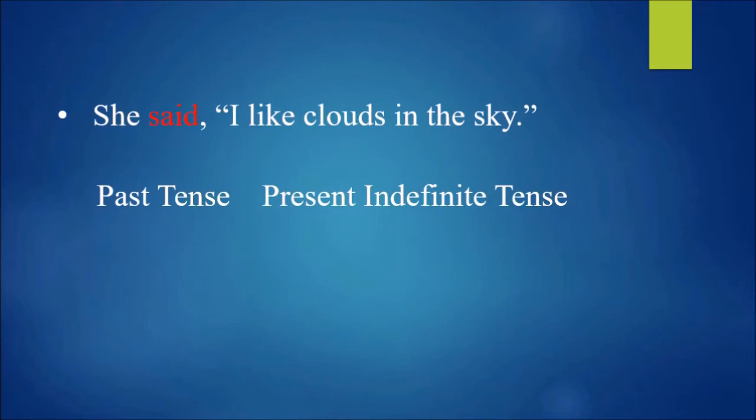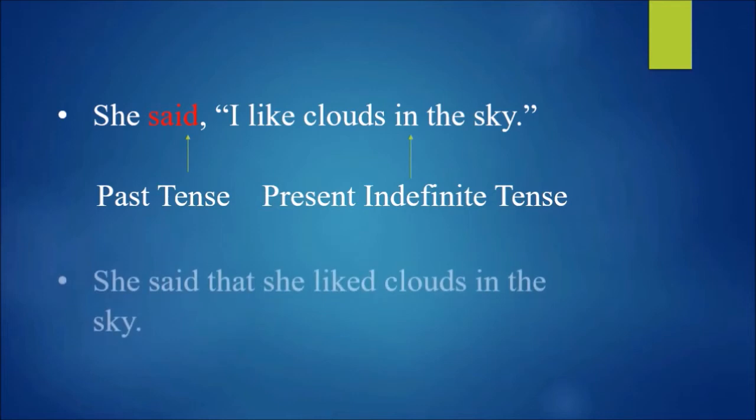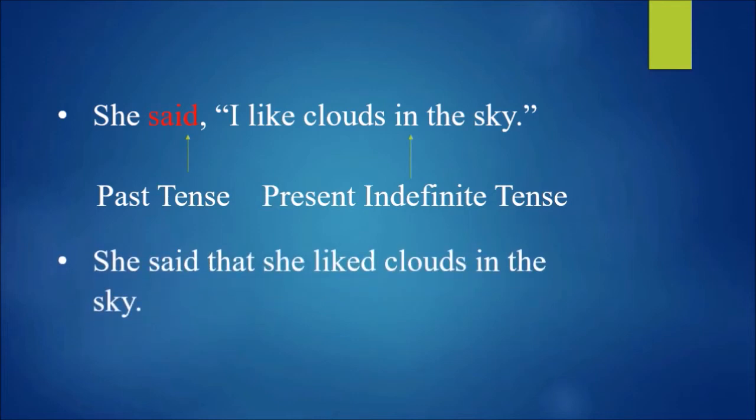Look at the sentence. It's a direct speech. It has two parts. She said, "I like clouds in the sky." Reporting speech is in past tense and reported speech is in present indefinite tense. Let's convert it. She said that she liked clouds in the sky.